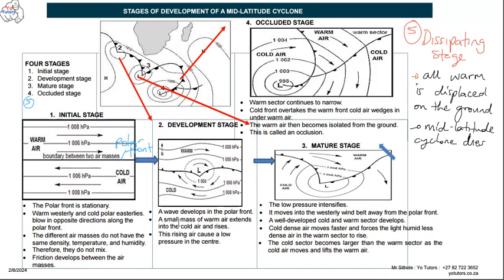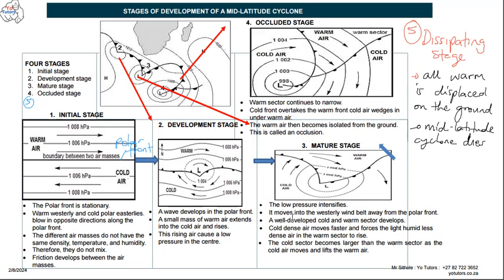Now on the developing stage, a wave develops in the polar front, and small masses of warm air extend into the cold air and rise. So we start to see cold air starting to lift warm air up. In that case we start to see circulation, because remember, in moving the warm air, we start to see some circulation, as you can see there. Then the rising air causes a low pressure in the center. Once warm air starts to rise, we know what happens now. It cools down, forming cumulonimbus clouds. And we move on now to the mature stage, where the low pressure intensifies.